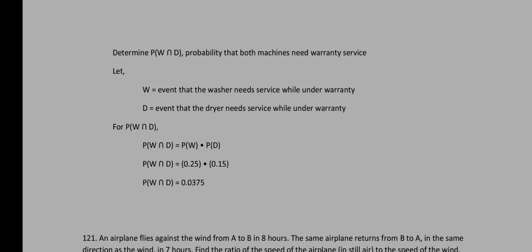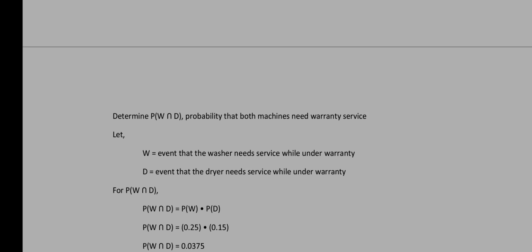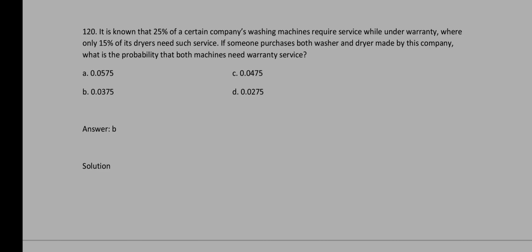P of W intersection D is equal to P of W multiplied by P of D. Probability of W intersection D is equal to 0.25 times 0.15. Therefore, the probability of the washer and the dryer, their intersection, is 0.0375, or letter B. Okay?